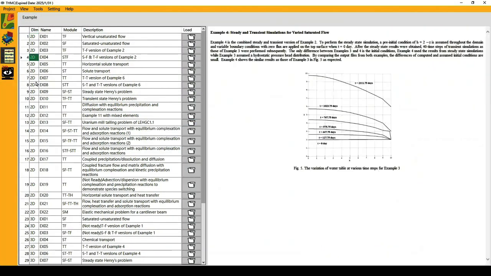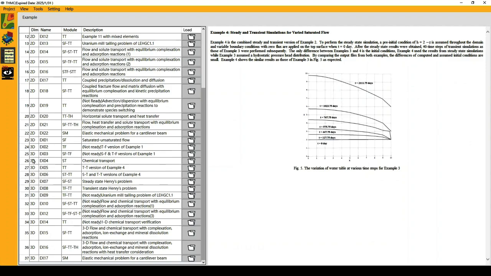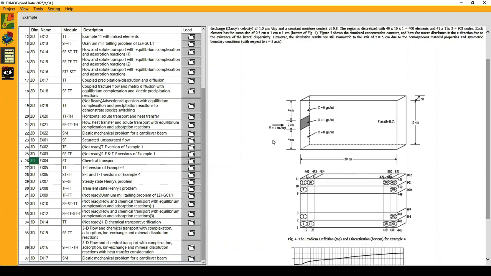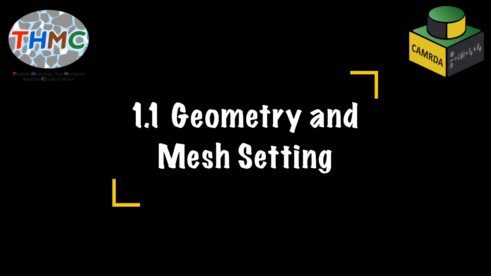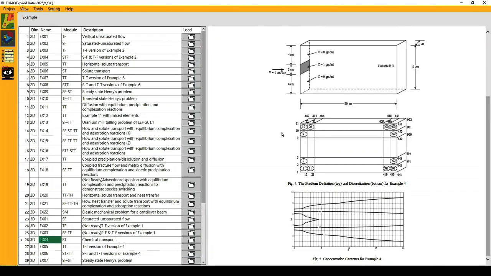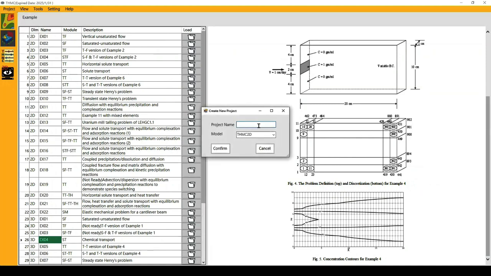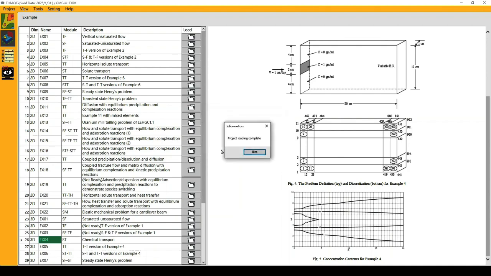For example, you can click each benchmark item to get the detailed information about this problem. To start a new project, select Project and click New. Then, enter the project name. For benchmark problem 1, since it is a 2D numerical simulation, select THMC 2D in Model. Then, click Confirm.